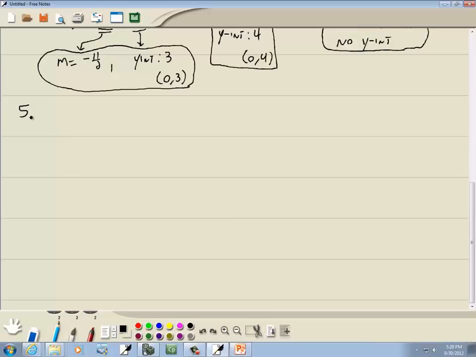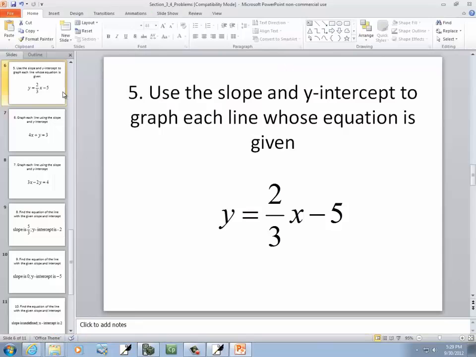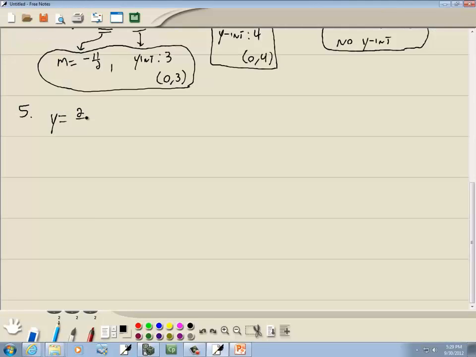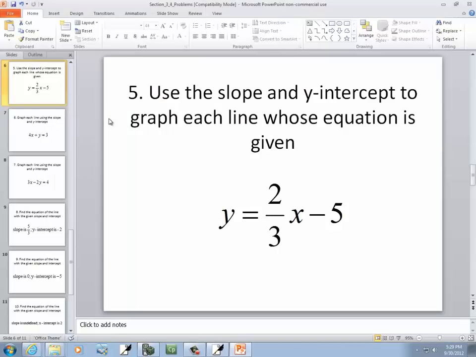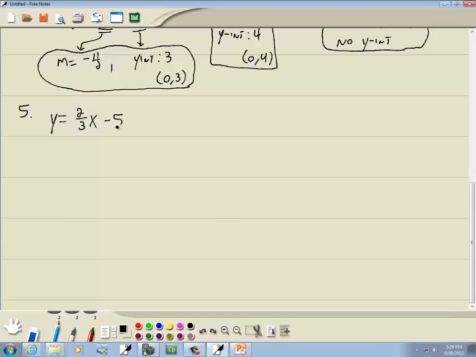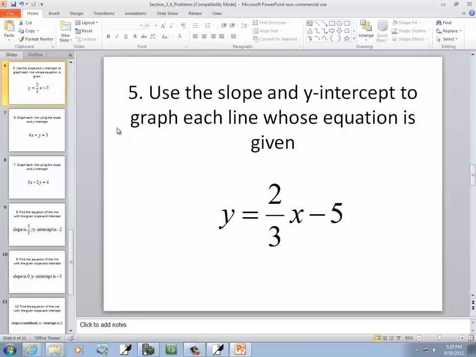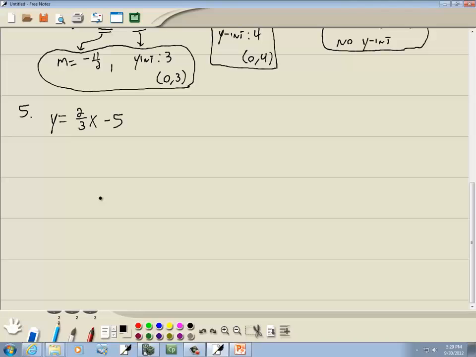Now let's take a look at number 5. y is equal to 2/3 x minus 5. And it says use slope and y-intercept to graph each line whose equation is given. This is one of the purposes for the slope-intercept form, to very easily graph it. Well, let's first talk about what we're given. Remember, our slope is the number before our x, which is 2/3. And our y-intercept is the number at the end, which is negative 5.